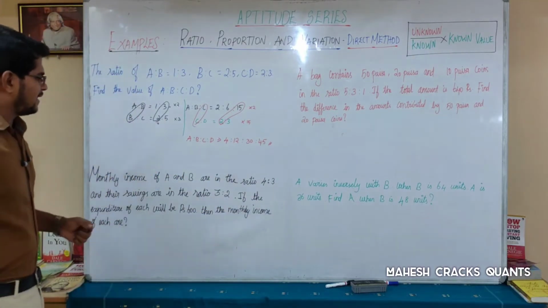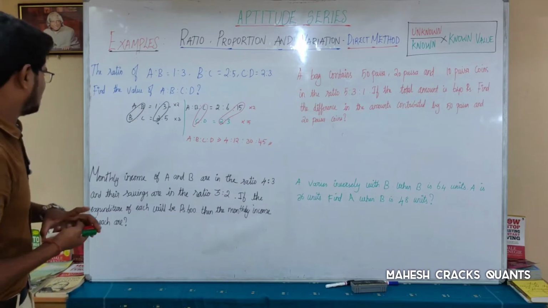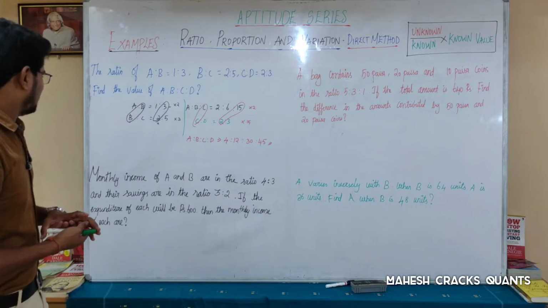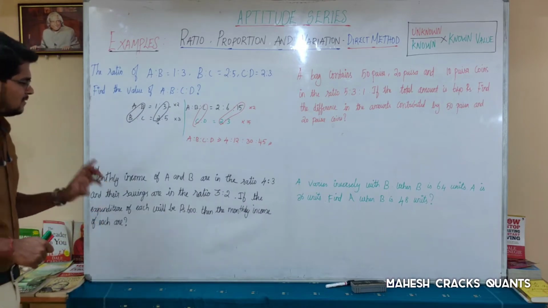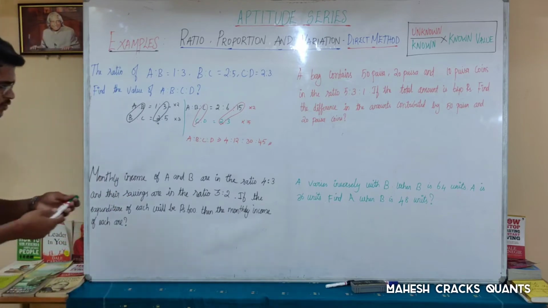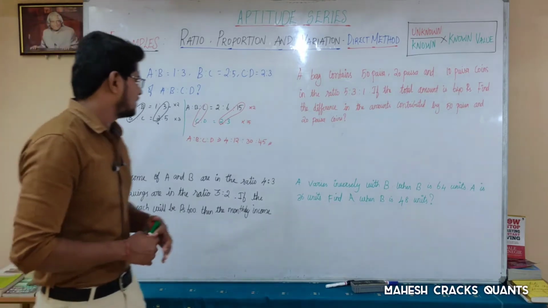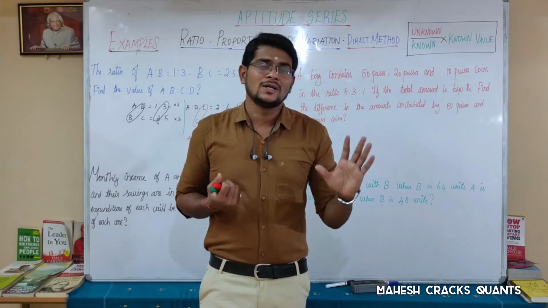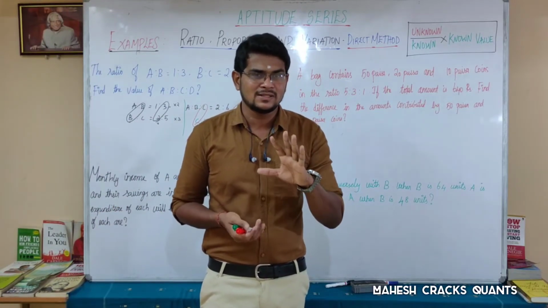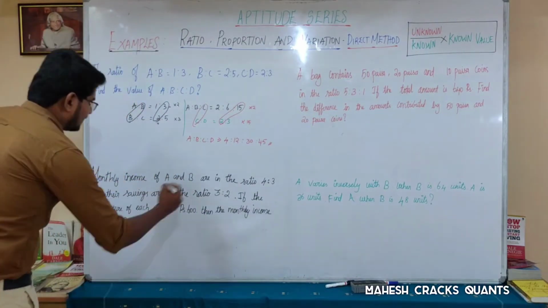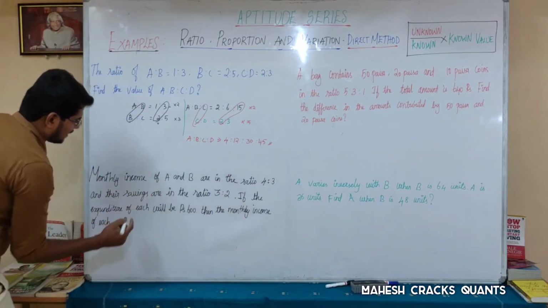Monthly incomes of A and B are in the ratio 4 is to 3 and their savings are in the ratio 3 is to 2. If the expenditure of each is rupees 600, then find the monthly income of each one. So you have two ratios with values that decrease and increase. There is a formula we have seen for increase and decrease, and the same thing applies here. The ratio of income is what I have to find.